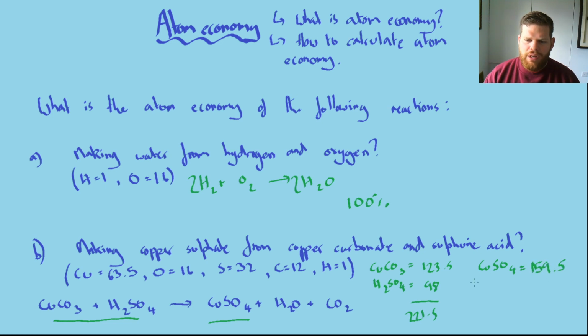For our copper sulfate, CuSO4, the Mr equals 159.5. So our calculation for the atom economy would equal 159.5 divided by 221.5 multiplied by 100, which to three significant figures is 72.0%.